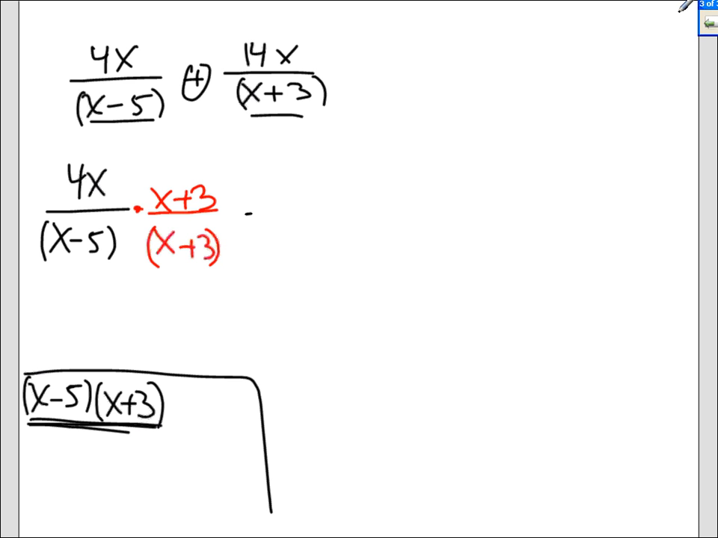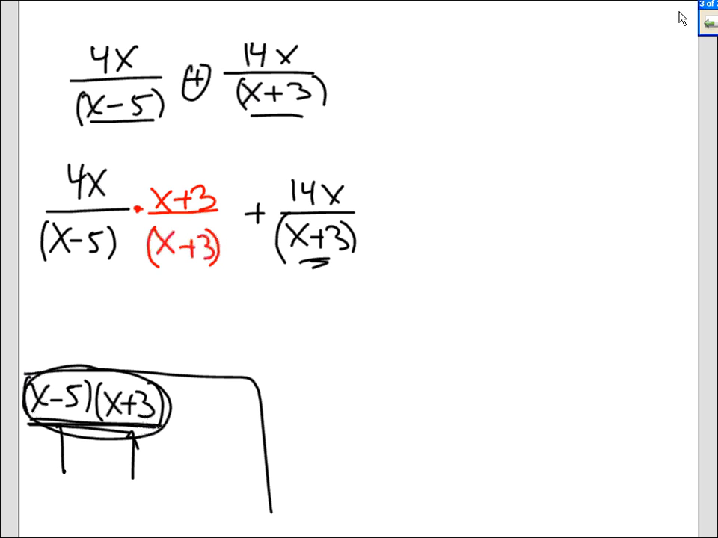Plus 14x over x plus 3. Well, I want this denominator. I have the x plus 3 here. I need the other factors. In this case, there's only one other factor. I need the x minus 5. So I multiply by 1 as x minus 5 over x minus 5.